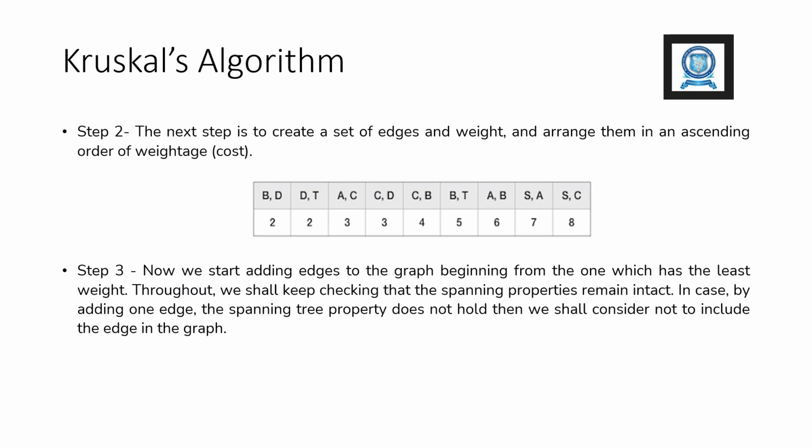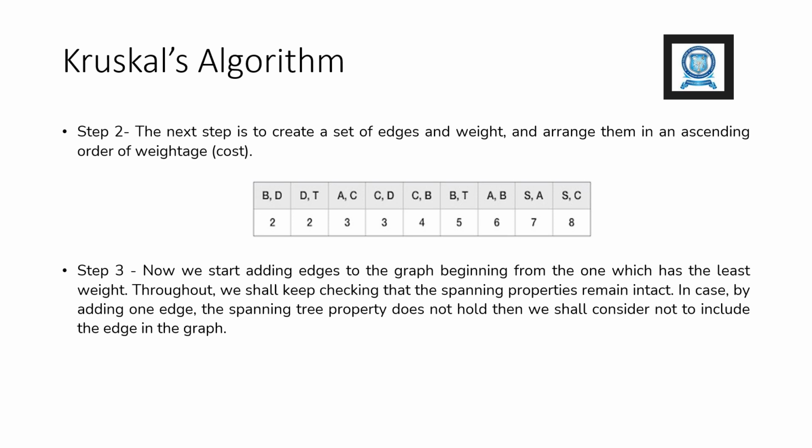Step 2. The next step is to create a set of edges and weights and arrange them in ascending order of weightage. We have to create a table like this: B to D, D to T, A to C, C to D, A to B, and so on. These are the paths. And then in the second row, we have entered the weightage values for each path.